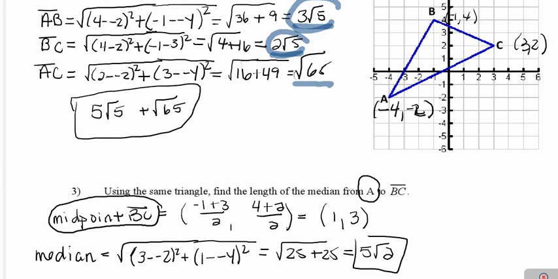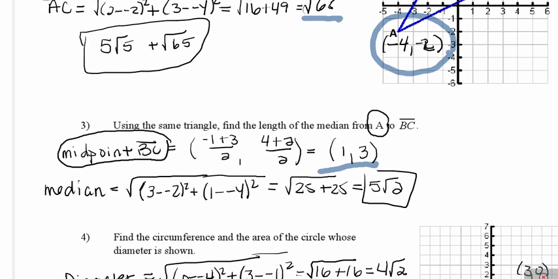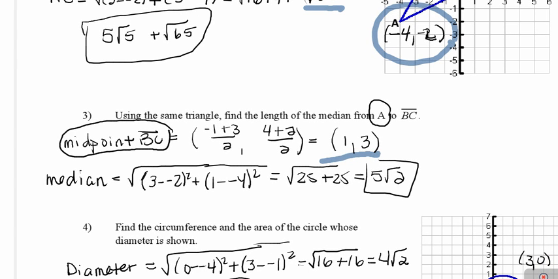So we already have point A, but to find the midpoint of BC, recall the midpoint formula. You have to add the x's together, divide them in half, add the y's together, and then divide those in half. And you get the midpoint of BC to be (1, 3). And then use point A, (-4, -2), to do the distance formula for that median, and I got the square root of 50, but I reduced that square root to 5 square root 2. So that's the final answer that you should have for number 3.